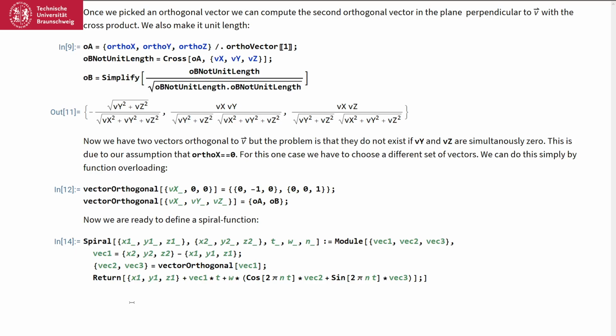And then we return. So this is the return value of this function. We return the spiral, and we shift it. We shift its starting point to the starting point, to point number 1, so that it will start from point number 1 and go to point number 2. Okay.